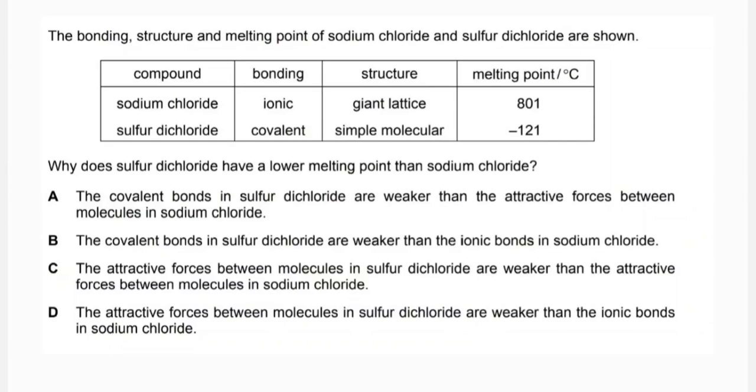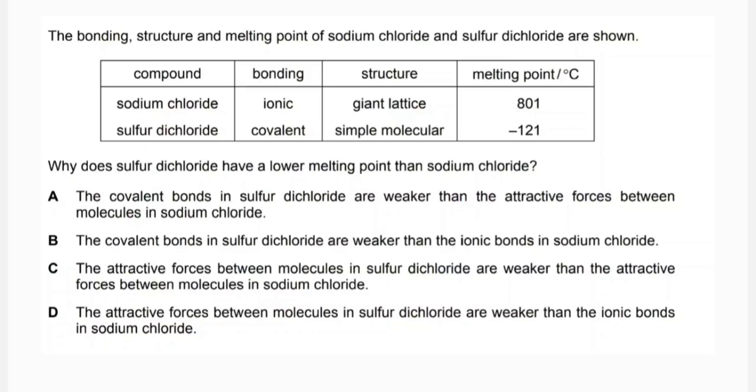The bonding, structure, and melting point of sodium chloride and sulfur dichloride are shown. So sodium chloride has a very high melting point, and sulfur dichloride has a very low melting point. All right, so whenever you get a question based on melting point comparison, the only thing that we are looking at is the intermolecular forces and not the covalent bonds. It cannot be covalent bonds, it should be intermolecular forces like van der Waals forces or induced dipole forces, or in the case of polar molecules, permanent dipole forces, or hydrogen bonding, etc.